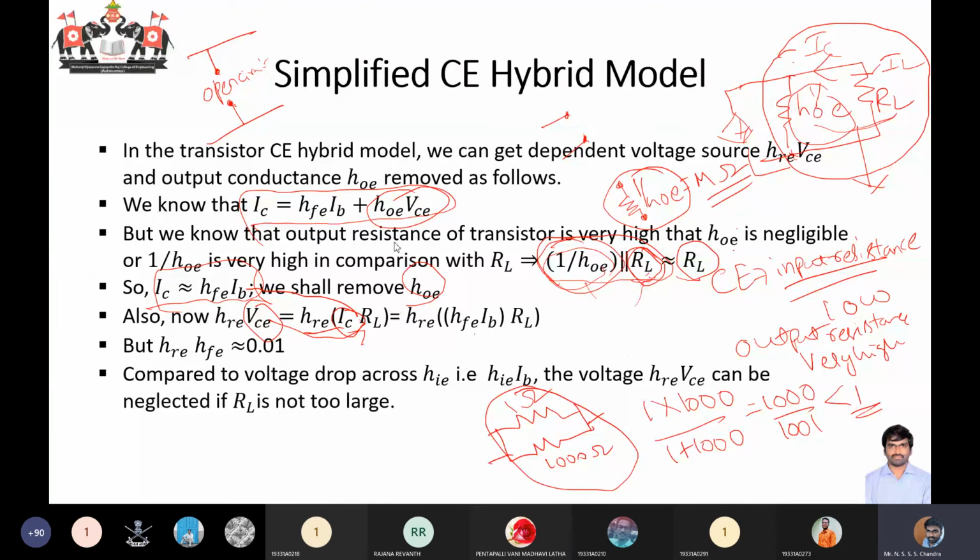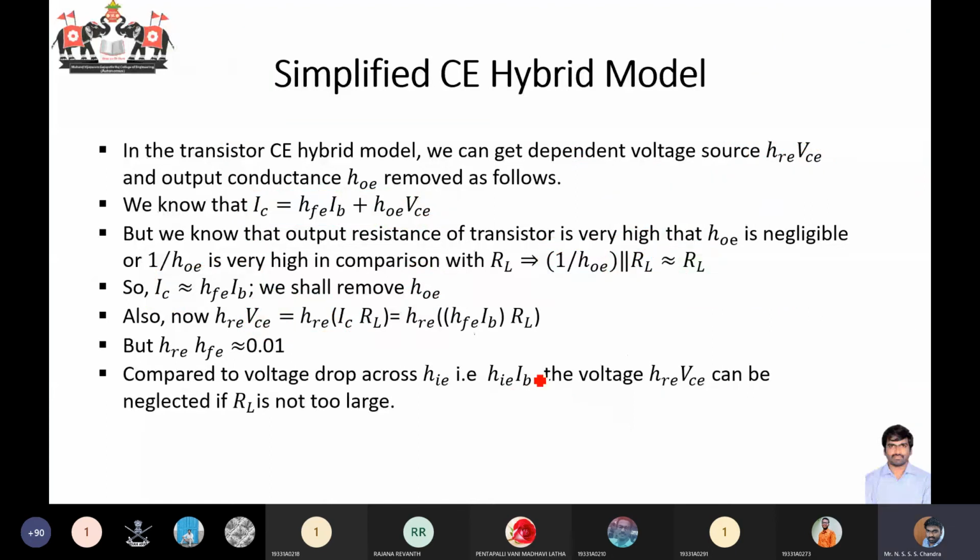Okay. So you have an input circuit also. What is in the input circuit? You have HIE, you have a VBE voltage, and then you have a dependent voltage source. What is this dependent voltage source value? HRE into Vout, that is VCE, right? This is the input circuit. This is your base, this is your emitter. Now I want to replace this HRE into VCE also.